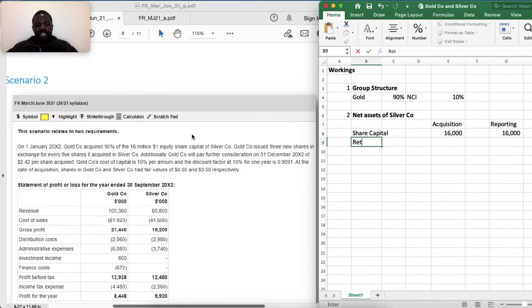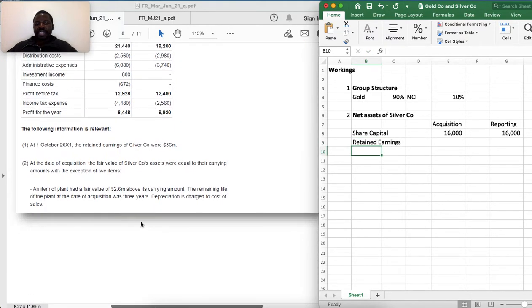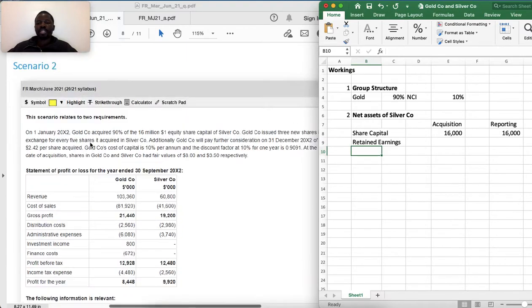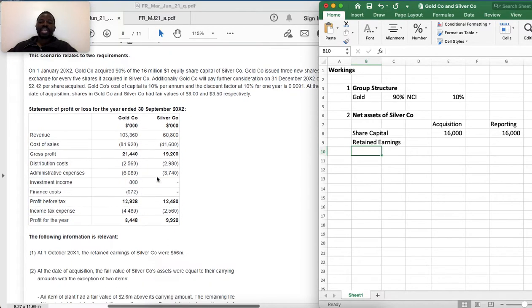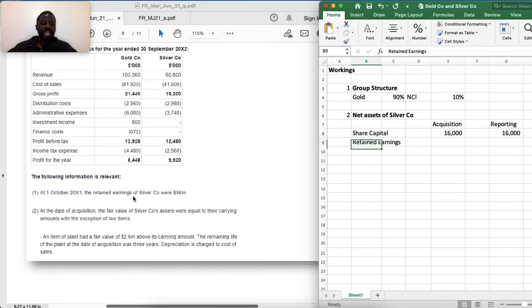We have got the retained earnings. Let's go where the retained earnings are. In note number 1, we are given the retained earnings at the beginning of the year, 1 October 20x1. Our year end is 30 September 20x2. So this is the beginning of the year. So those retained earnings, 56 million. I'm working in thousands, 56 million like that.